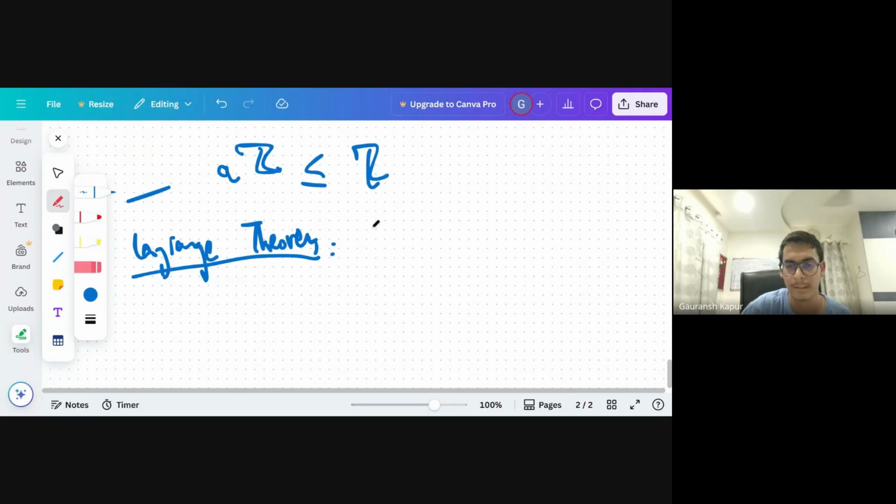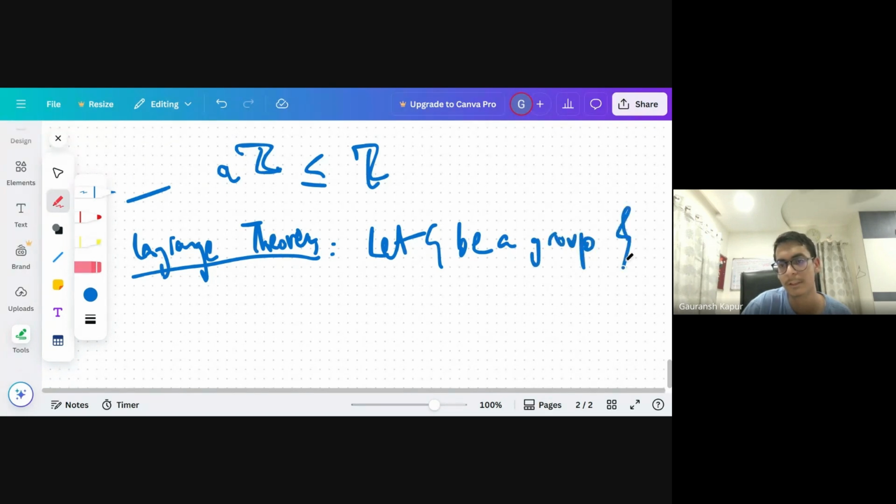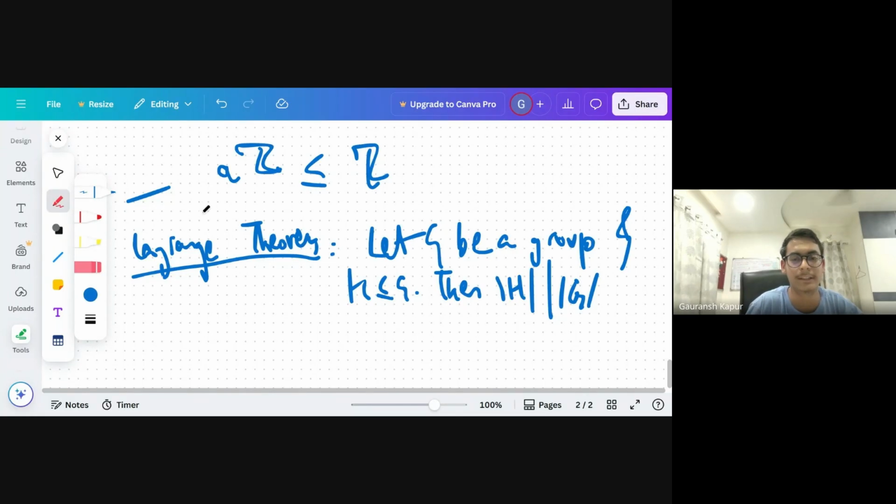So Lagrange's theorem is a very interesting theorem which states that let G be a group and H be a subgroup of G, then the number of elements of H divides the number of elements of G. This is quite nice because it gives you a criterion to check whether a set is a subgroup of a given group or not. This is for finite groups.